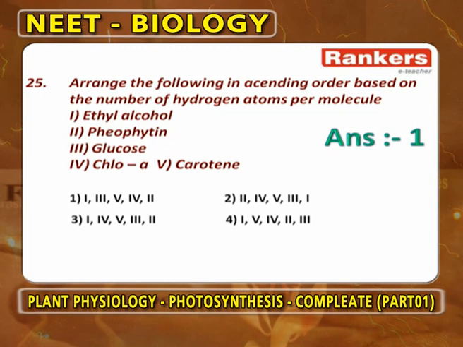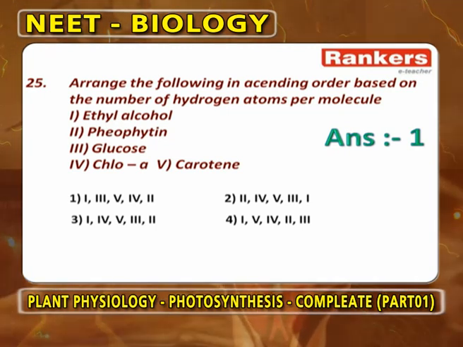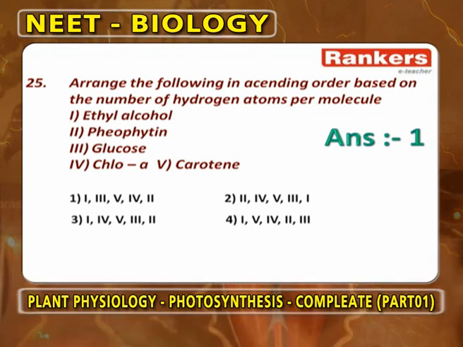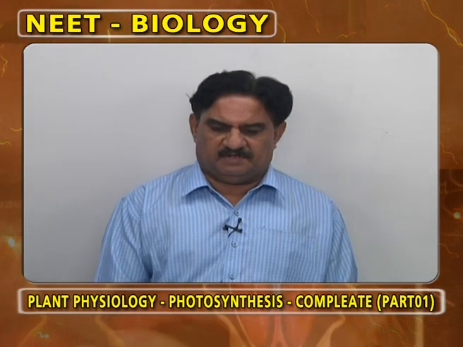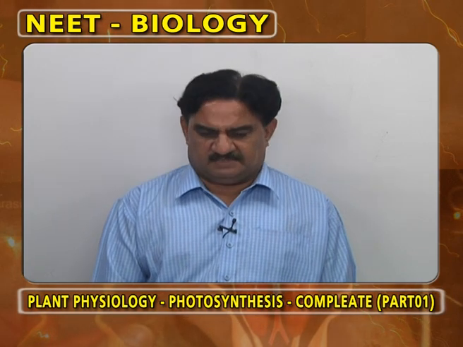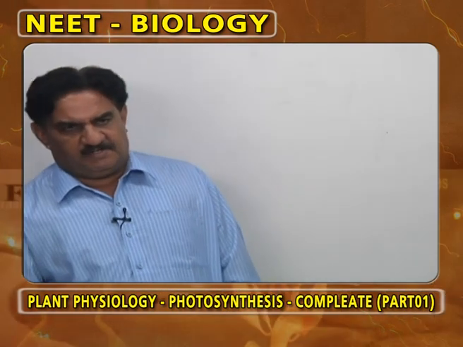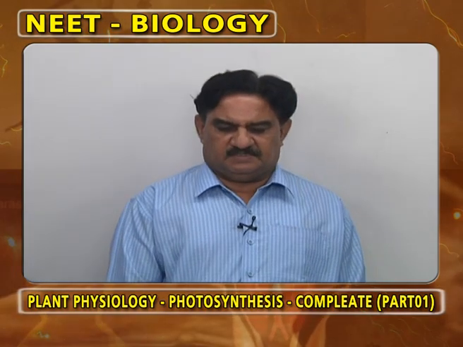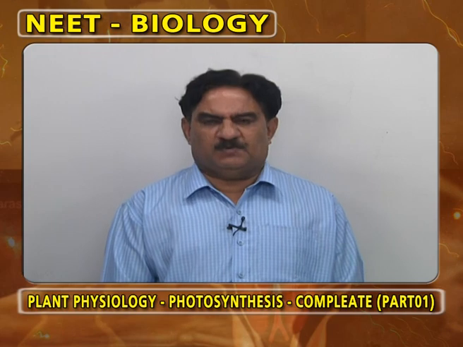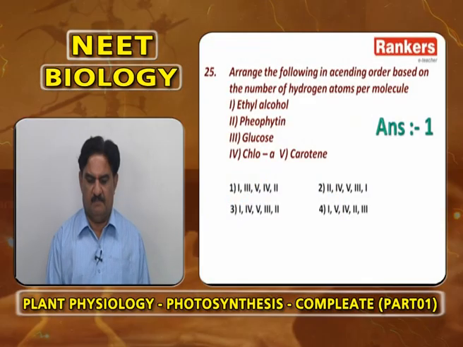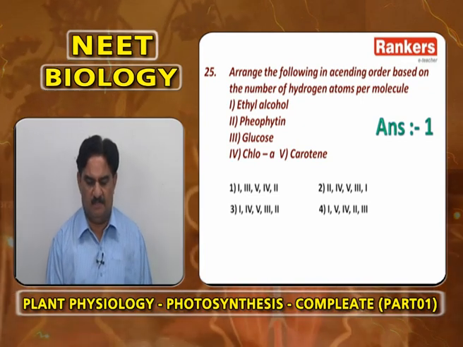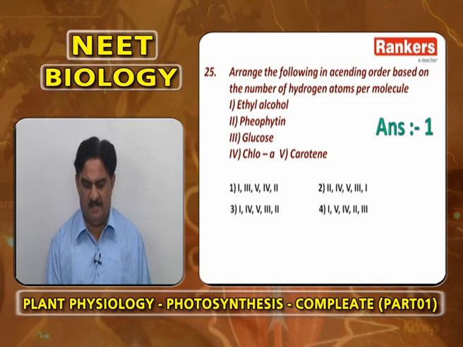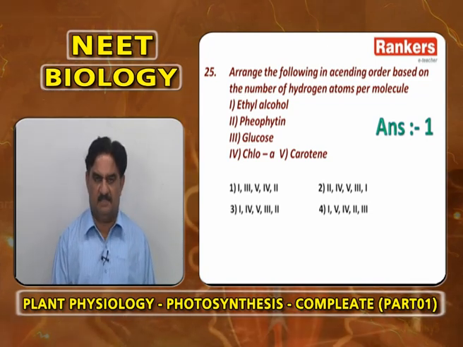Arrange the following in ascending order based on the number of hydrogen atoms per molecule. Ethyl alcohol C2H5OH, so only 5. Pheophytin C55H74, so 74. Glucose C6H12O6. Chlorophyll A C55H72. Carotene C40H56. According to this, first always 1, then 3, glucose, ethyl alcohol 5, glucose 6, then 5, carotene, then 4 is chlorophyll A, then 2, pheophytin, because H74.